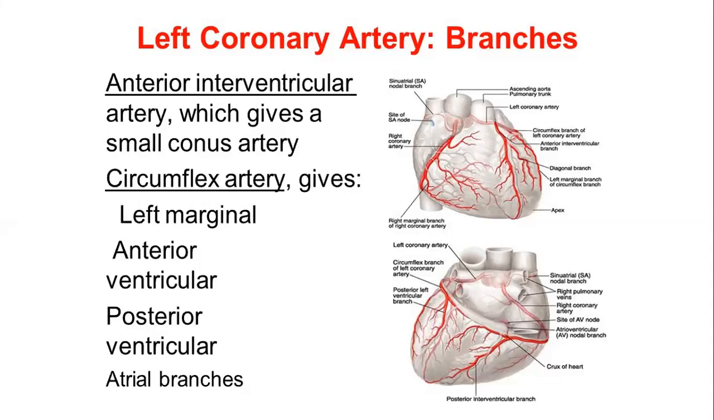Here, the left marginal branch of the circumflex artery will be given off and will continue along the left margin of the heart and will end by supplying the left ventricle. After giving off the marginal artery, the circumflex branch of the left coronary artery, after running for some short distance in the coronary sulcus, will end by anastomosing with the main stem from the opposite side, of which artery? The right coronary artery.